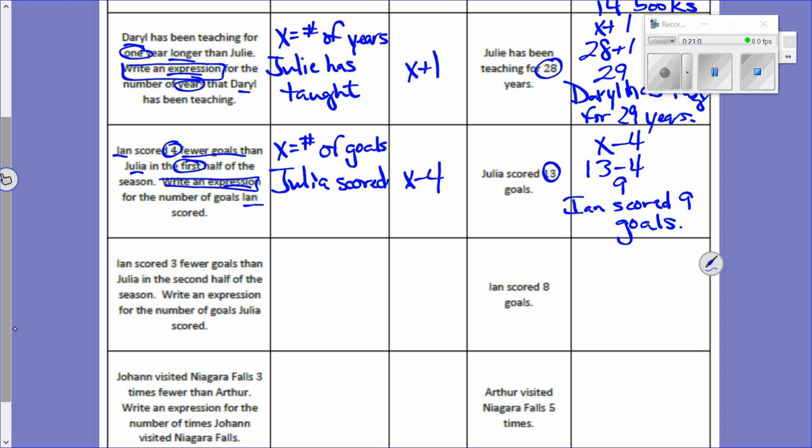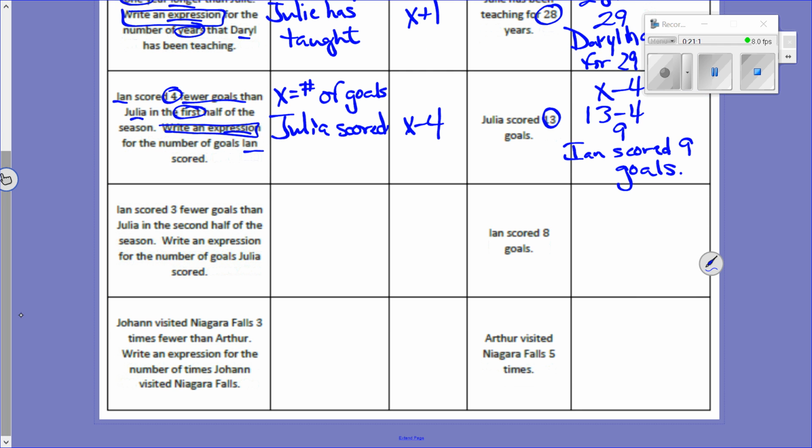Double check. Ian was 9. Is that 4 fewer than Julia at 13? Yes. 4 fewer than 13. There we go.